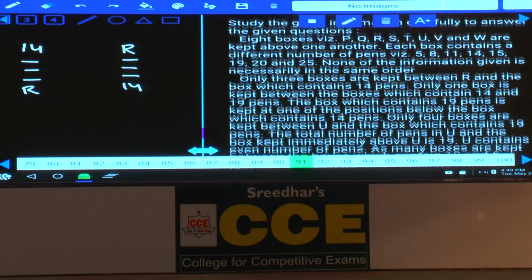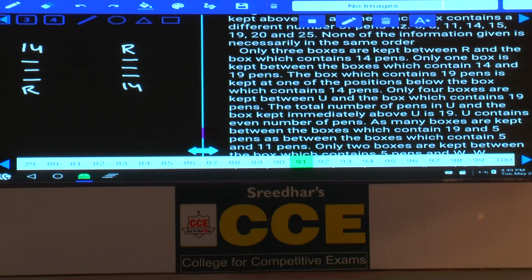Then only 1 box is kept between 14 and 19. Now between 14 and 19, how many boxes are there? There must be exactly 1. Exactly 1 in between means 19 can be either here or before this one, hence 2 possibilities. In this one also we have 2 possibilities.